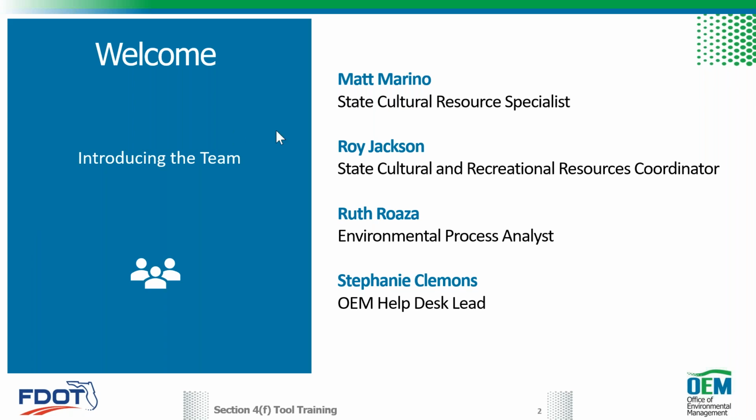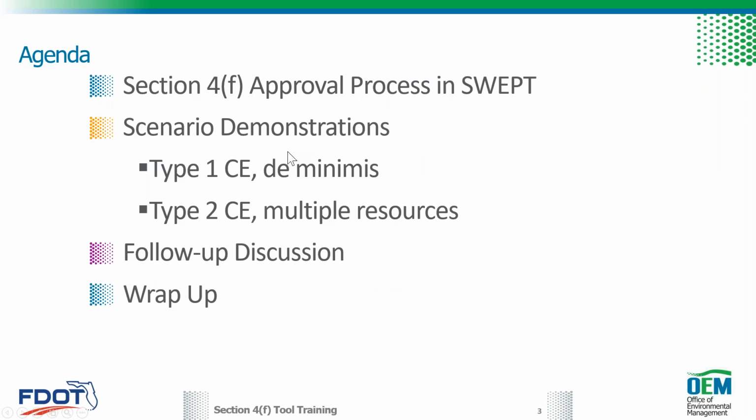And we can go ahead and move to the next slide. So today we're going to be walking you through the process of generating Section 4F documentation within SWEPT for review and approval by OEM. We're going to be using two different scenarios to illustrate the data entry process, and we're going to show you how resources are granted approval by OEM, and then we should also have some time for additional discussion at the end of the walkthrough.